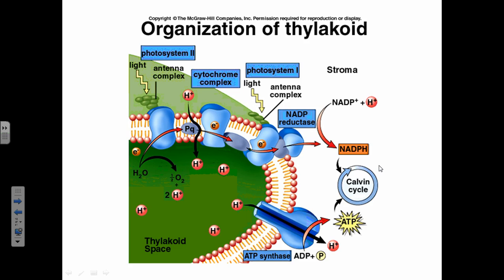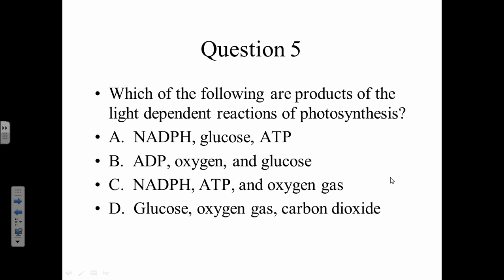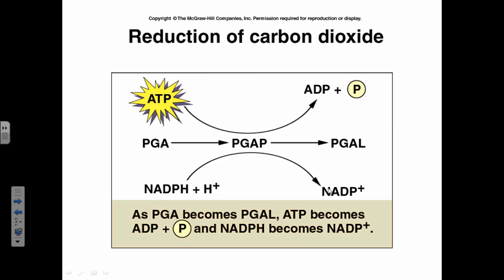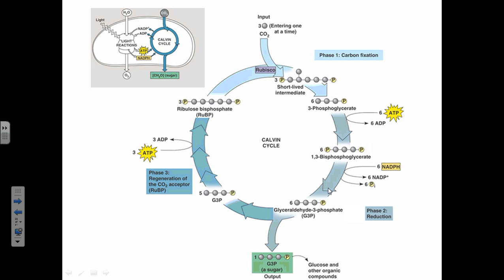Mostly today, though, we want to focus on the Calvin cycle. So we looked at this picture briefly yesterday. Let's hit it hard today and talk about it. First of all, where does the Calvin cycle take place? Stroma, the fluid-filled part of the chloroplast.